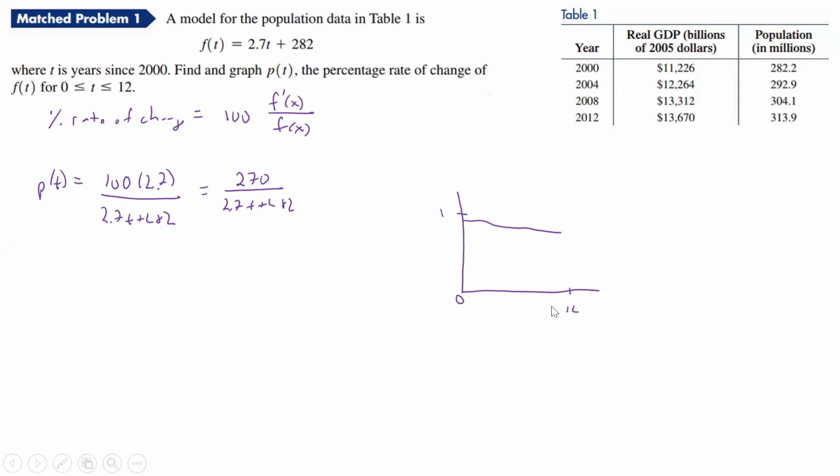So again, what we had to know was the percent rate of change. We take 100 times the derivative of f over f of x, and in this case it's f of t, but that's okay. Then we get our value, and we can plug that in and find our graph that way. All right, so let's stop there and we'll come back for more.